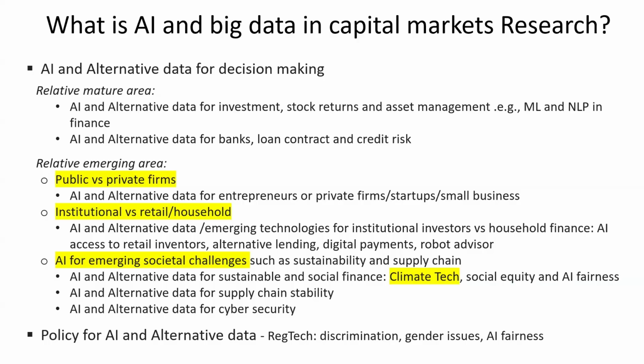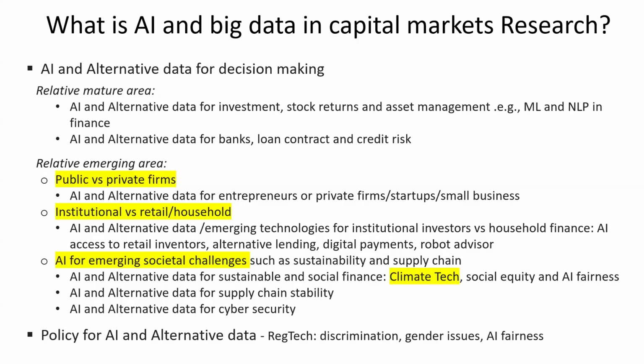And AI for the lending market is also well developed, like AI for banks, AI for mortgage loans, AI for loan contracts, AI for predicting bond pricing, including bank, bond, and mortgage. These are well developed areas. So AI and investment, AI and the lending market, and AI and the equity market are relatively mature areas.